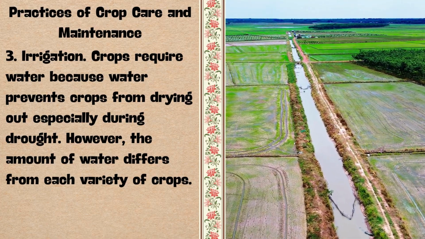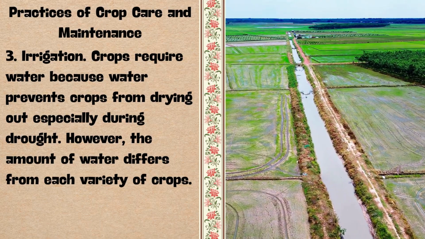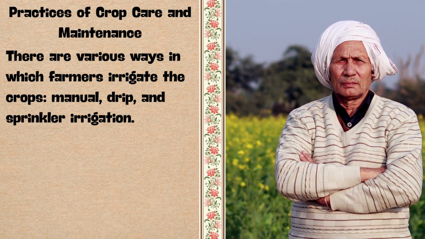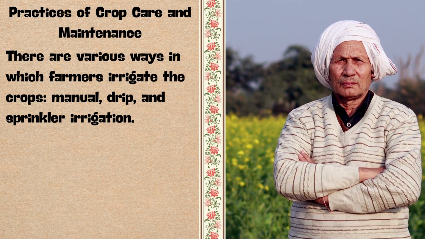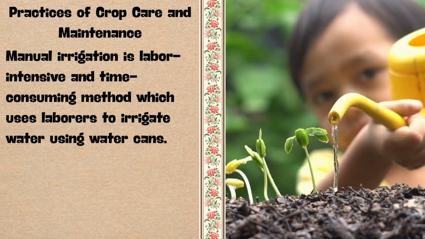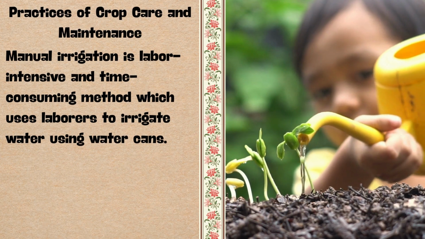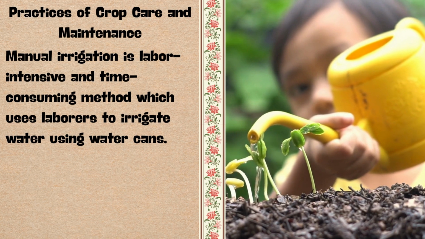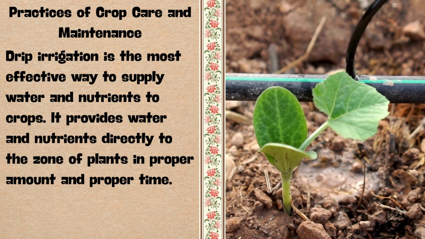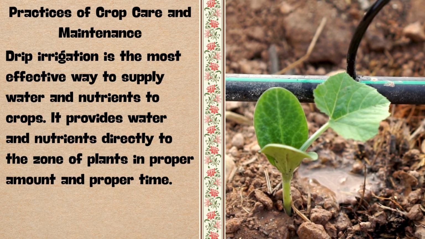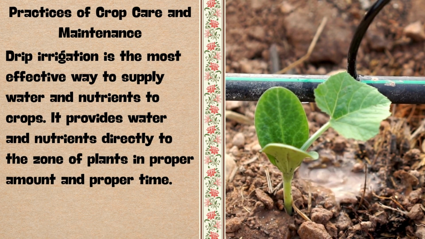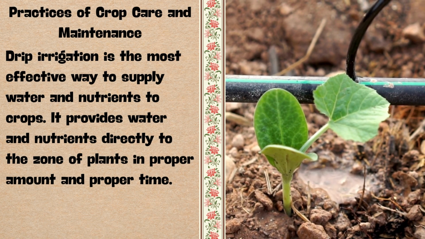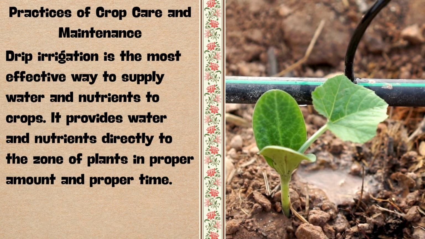However, the amount of water differs from each variety of crops. There are various ways in which farmers irrigate the crops: manual, drip, and sprinkler irrigation. Manual irrigation is a labor-intensive and time-consuming method which uses laborers to irrigate water using water cans. Drip irrigation is the most effective way to supply water and nutrients to crops. It provides water and nutrients directly to the zone of plants in proper amount and proper time.